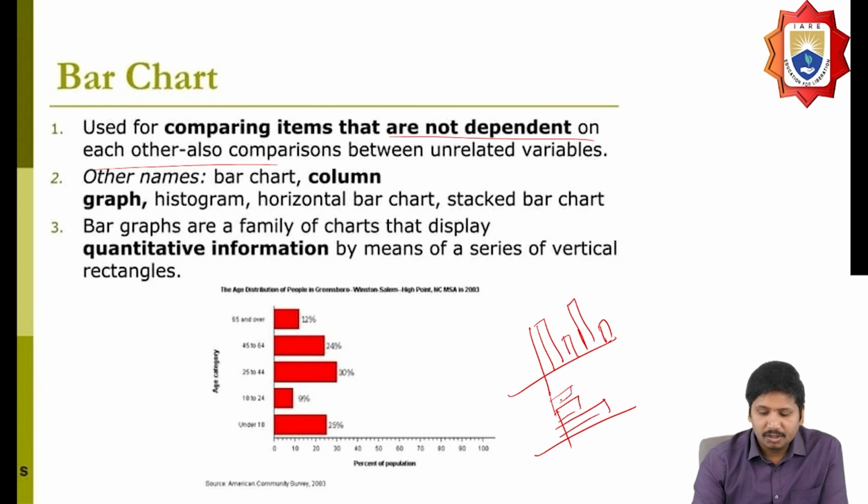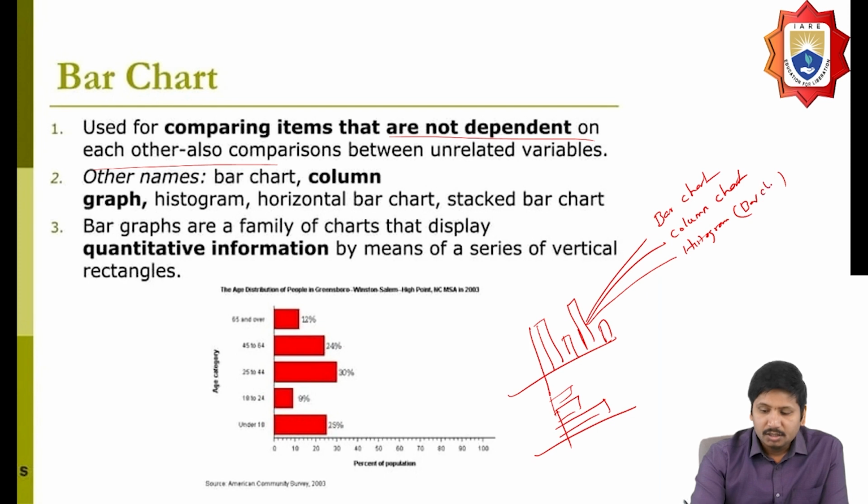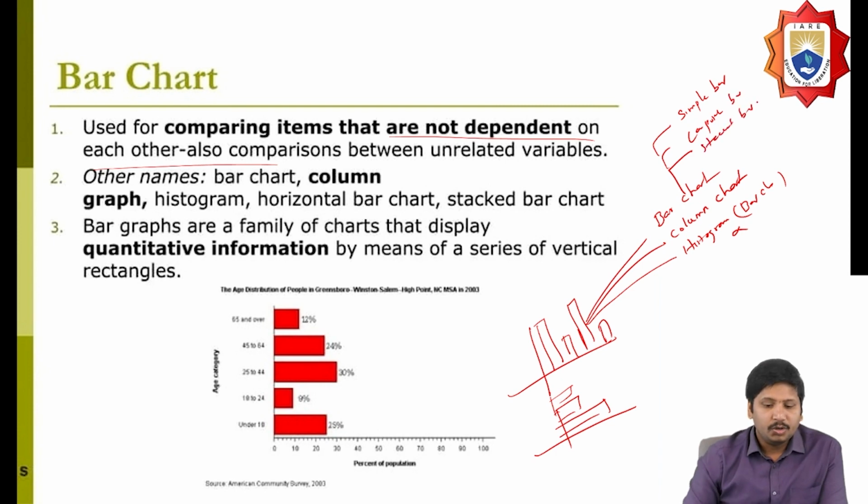The other synonyms for the bar chart: the first is bar chart, the second I can call a column chart, and then histogram. A histogram is a little bit different from the bar chart. If I consider the bar chart, there are different types, like a simple bar, composite bar, and stacked bar chart. Like this we're going to have them.